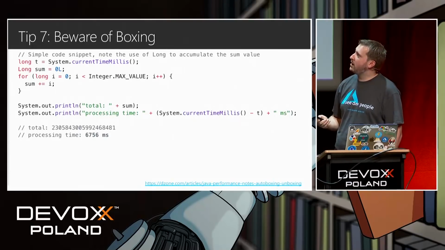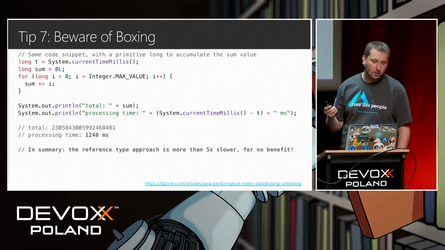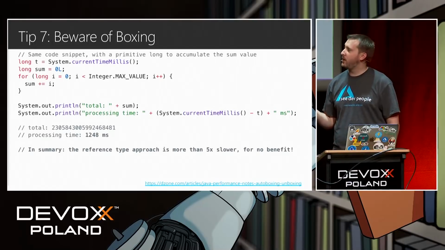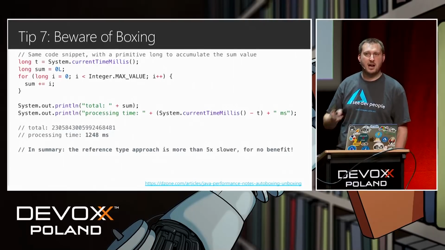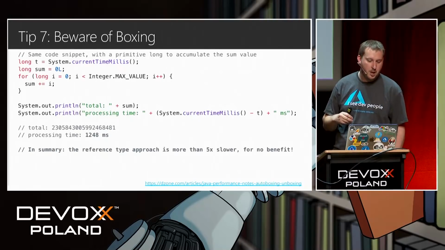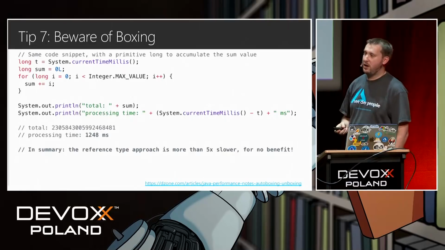If we replace that one capital L with a lowercase l, it goes down to 1,248 milliseconds for exactly the same operation. There's no reason why we had it. It was just kind of the way it was coded. It's 5 times slower for no benefit.